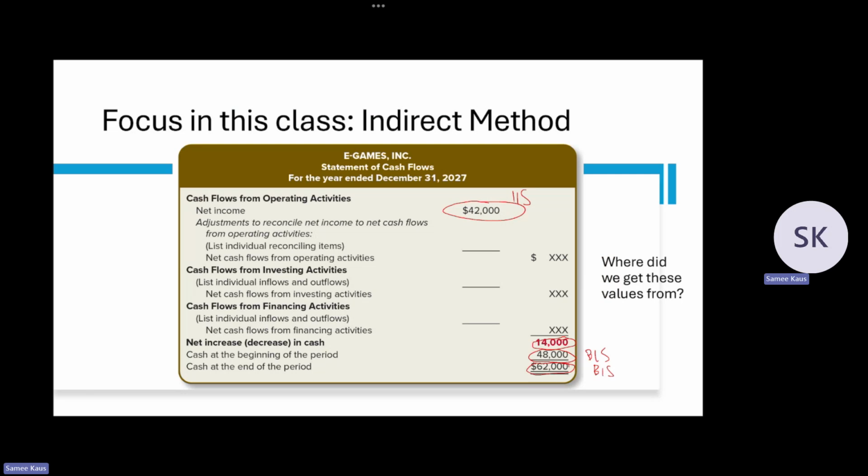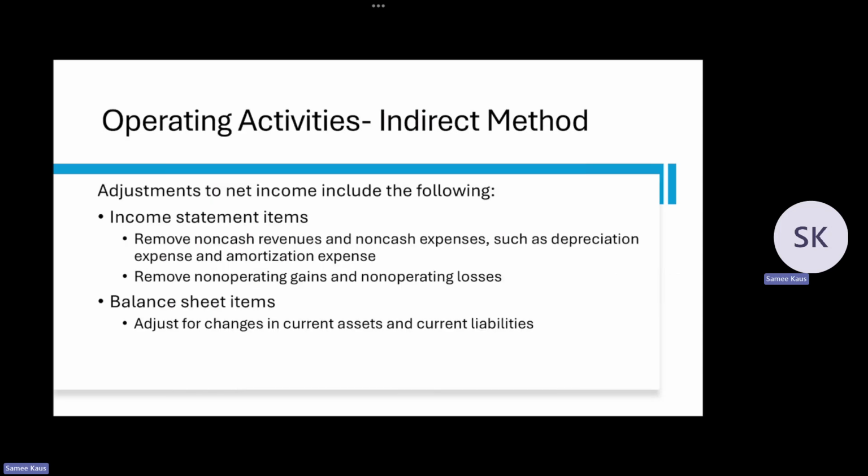So what's really interesting about the statement of cash flows is that you actually have the answer. You know what you have to get to. Because I know my operating plus my investing plus my financing better add up to an increase of $14,000, because my balance sheet is telling me what I need to get to and what I started with. So I already know what that net cash flow is. I just have to make sure that I'm plugging things in right to my operating, investing, and financing.